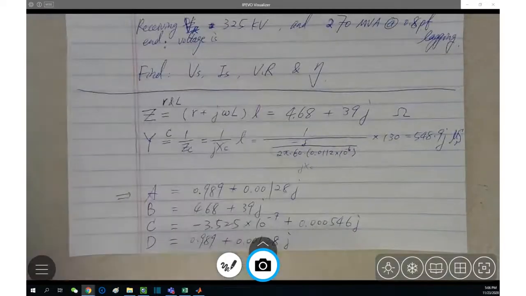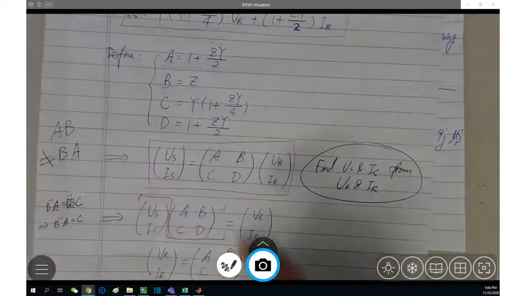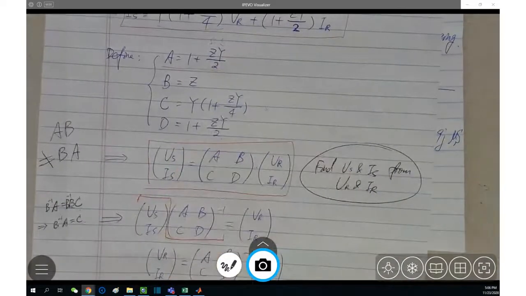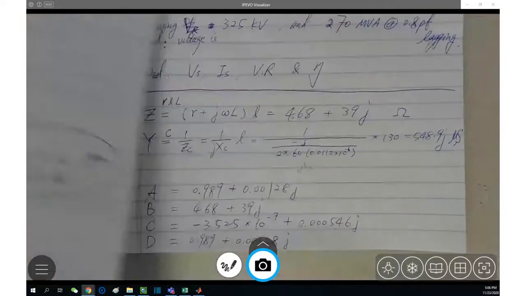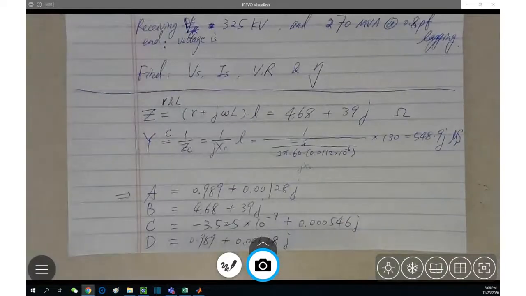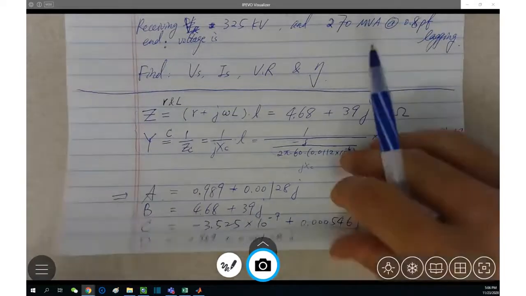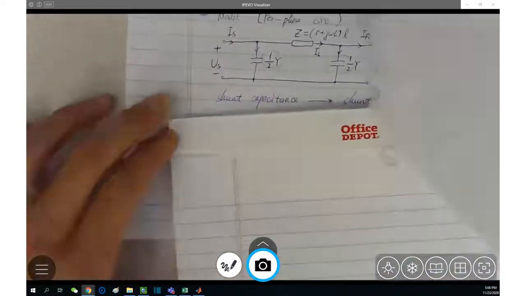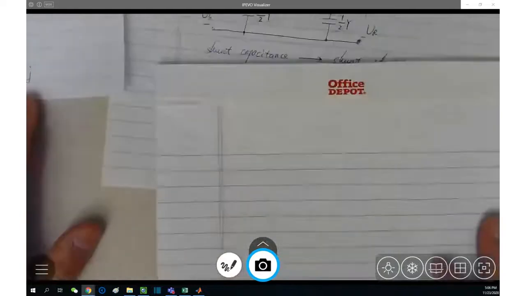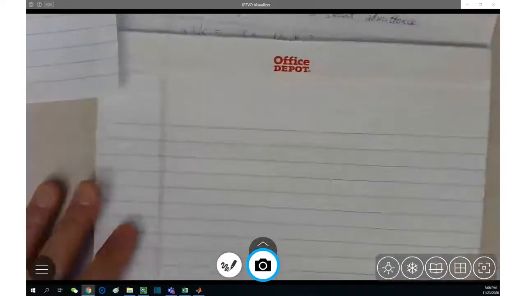Okay. And going back to the equation here, that's how we find out the unit. This is how we find out the unit. Okay, it's fine. Then we can move on to the next. After having A through D, okay.